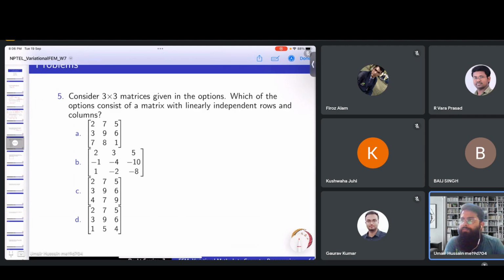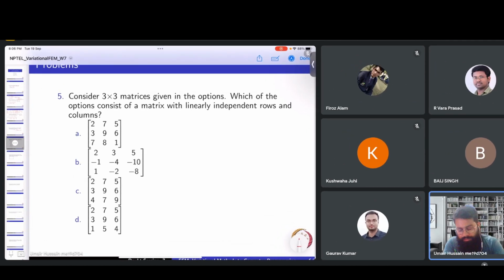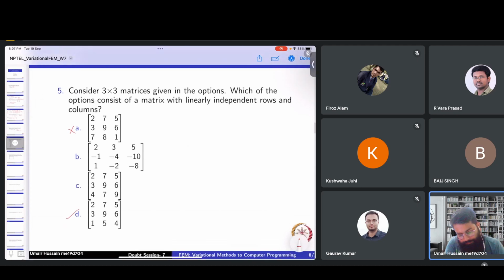Anyone has any other answer? D is also proposed. The first option has determinant zero, so it would be non-invertible, right? It will have linearly dependent rows. That's not the answer. D, I think, is right. So I think D is the answer for this. We'll try to find the determinant of D.